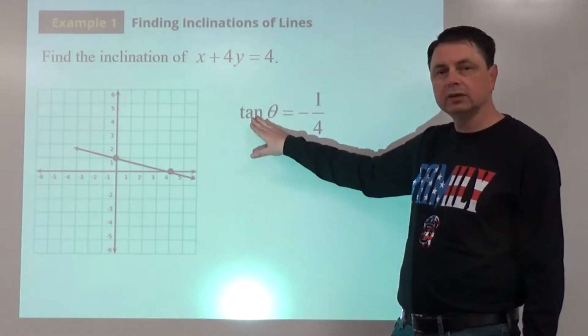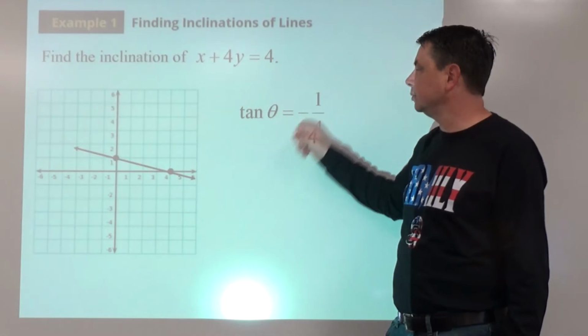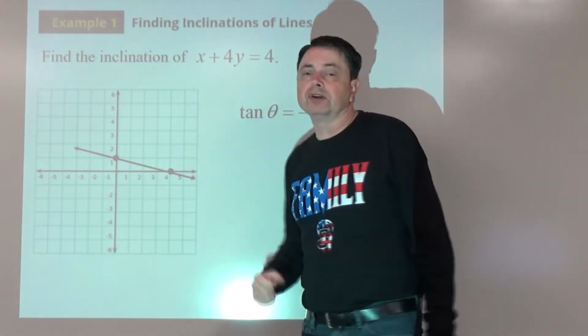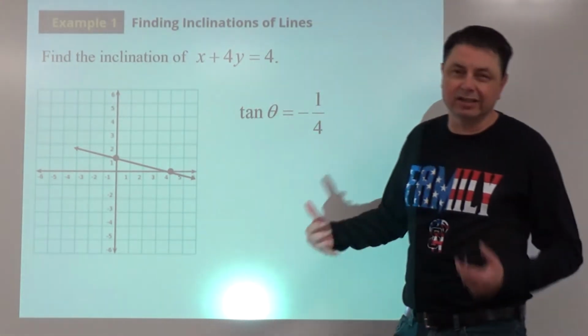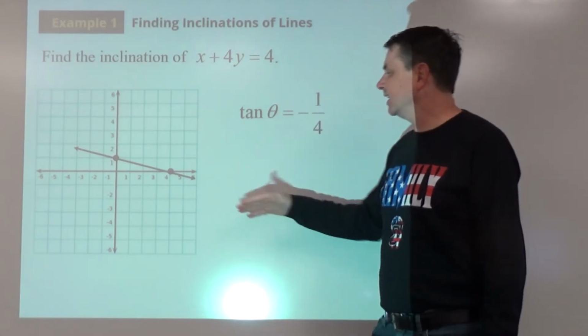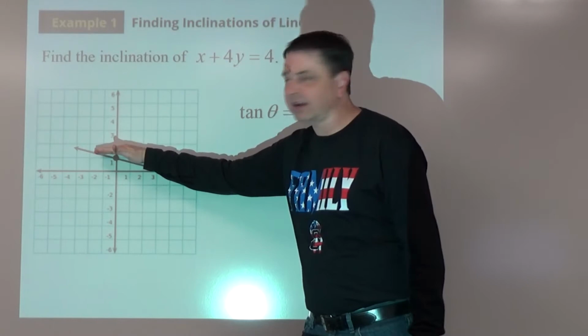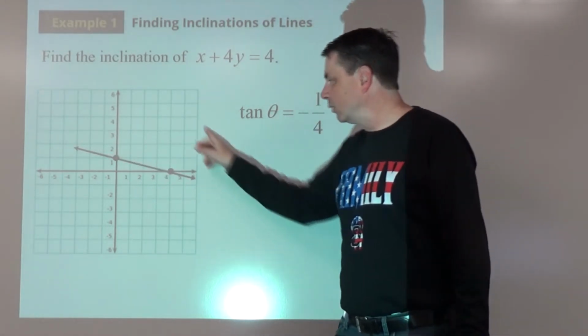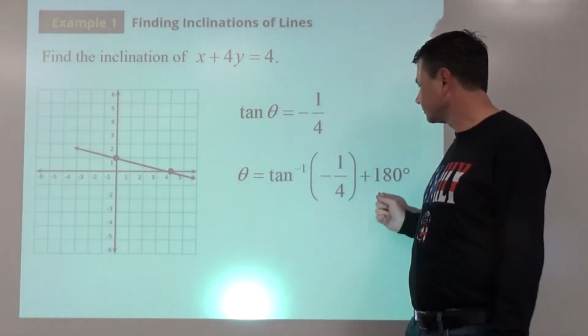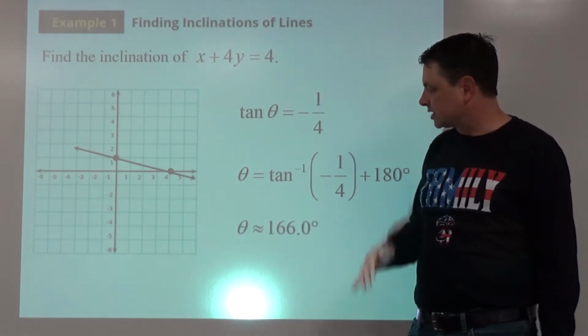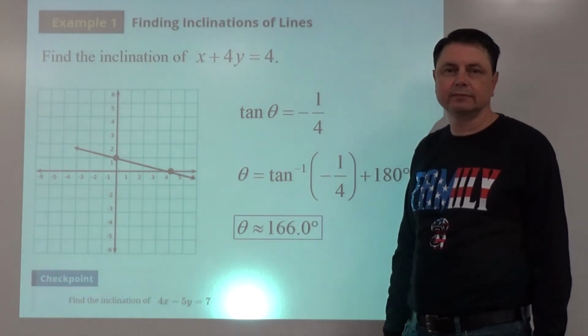Our slope, tangent of theta, is going to be negative 1/4. So if we do inverse tangent on the calculator, let's say we're doing degrees, it's going to give us the negative angle. We want the positive angle, so we're going to add 180 to that. And we get approximately 166 degrees.